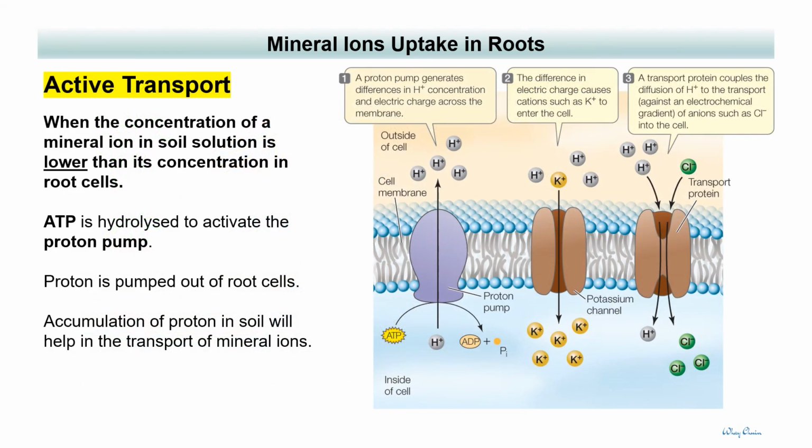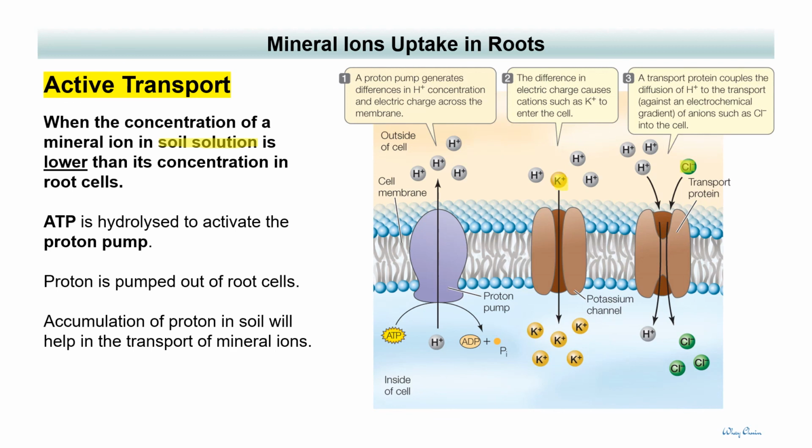Active transport means the movement of mineral ions against concentration gradients. So, the mineral ions such as potassium ion and chloride ion can be transported from the lower concentration, which is the soil solution, into the higher concentration, which is the cytoplasm of the root cell.